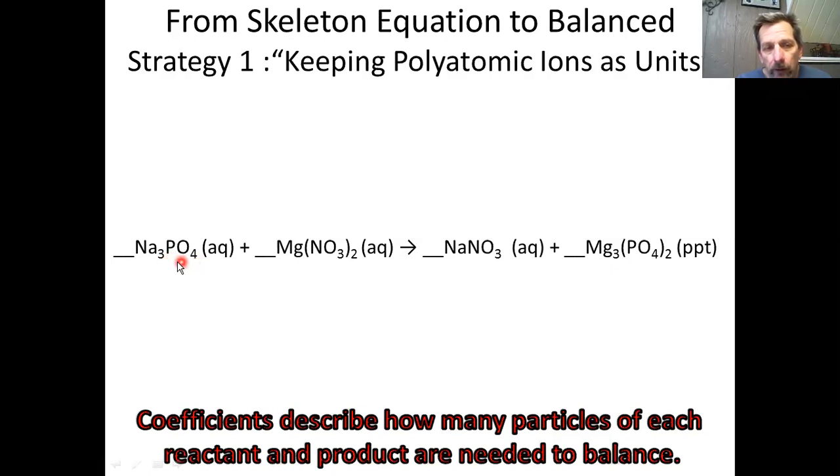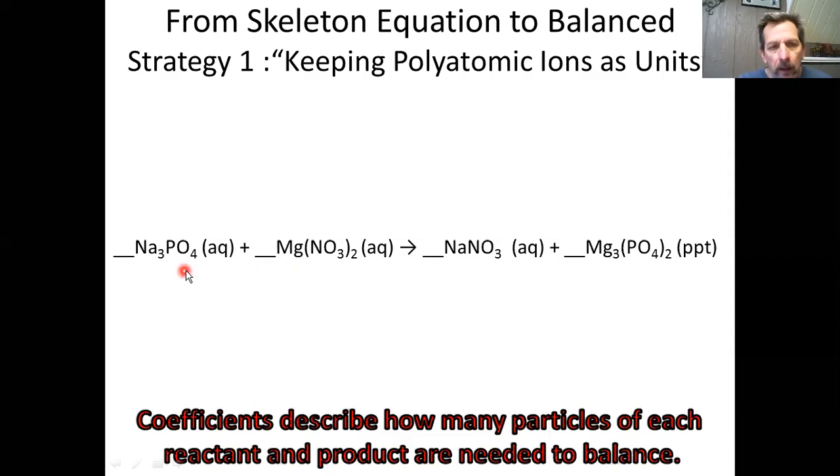So PO4 on the left side, PO4 on the right side. NO3 on the left side, NO3 on the right side. What I like to say is we want to balance it like it's a unit up here. So we're going to keep it together as being one thing. Notice PO4 is not in parentheses on the left side, but it is on the right side. So all this really indicates is that there's two PO4, or phosphate, on the right, but only one PO4 on the left. So we're going to use our inventory strategy like we have in the past.